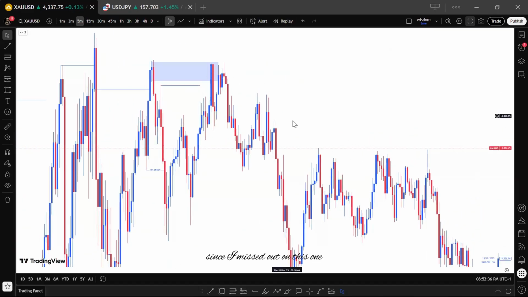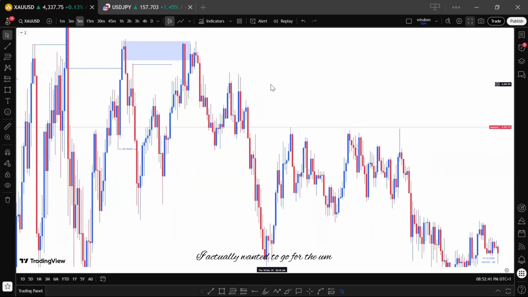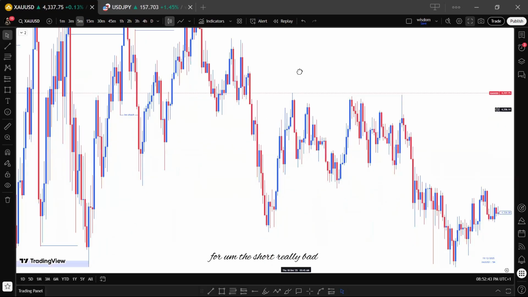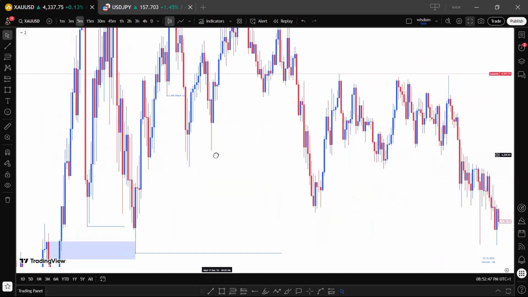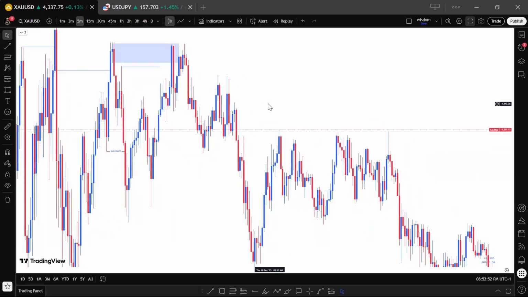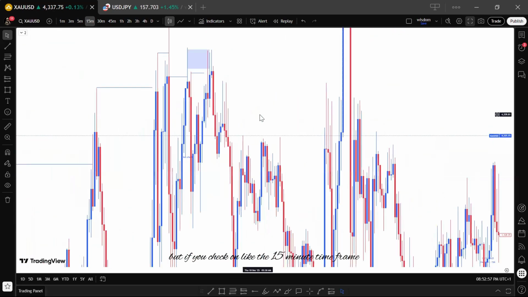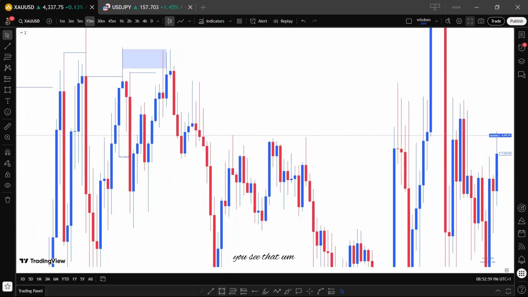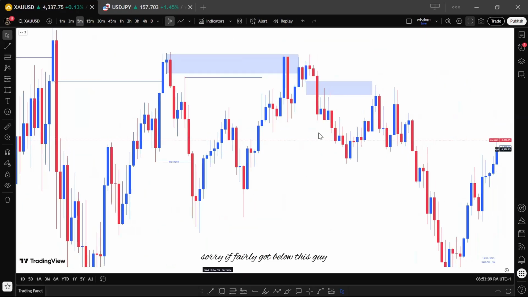Since I missed out on this one, I wanted to go for the short really bad, because most of my trades were hitting break even on all of those. So I saw this one, then I saw this one. But if you check the 15-minute time frame, you see that mitigation rule here: price already mitigated a demand zone, sorry, a fair value gap below this one.